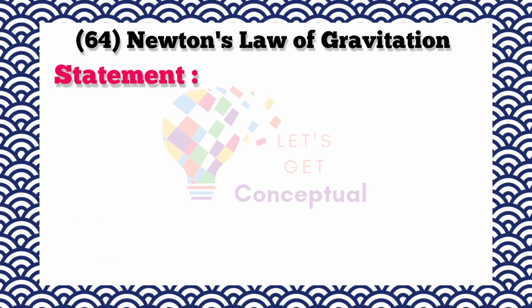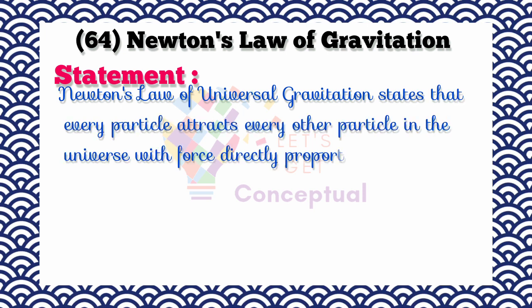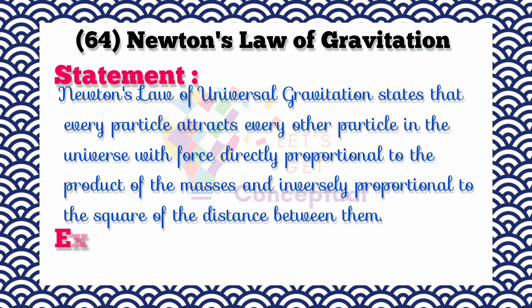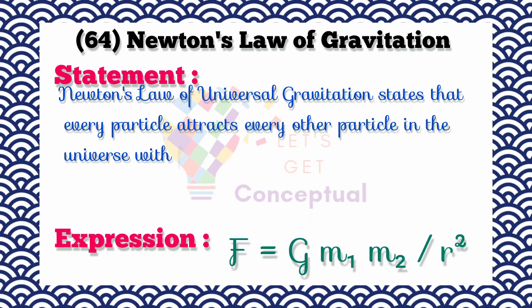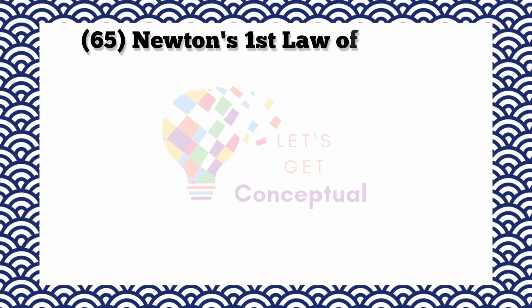Number 64. Newton's law of gravitation. Statement: Newton's law of universal gravitation states that every particle attracts every other particle in the universe with a force that is directly proportional to the product of masses and inversely proportional to the square of the distance between them. Expression: F is equal to G m1 m2 over r squared.